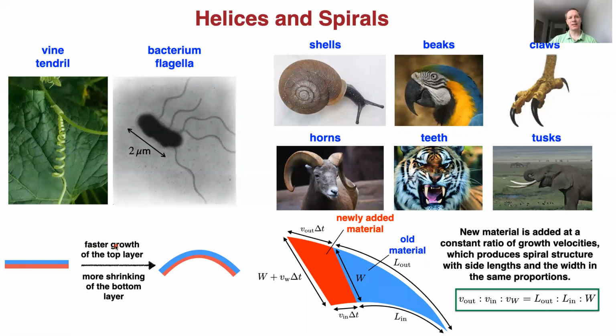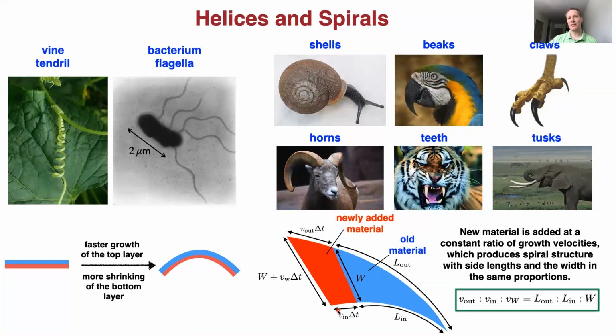If you have just a uniform growth of one layer with respect to the other, then typically you're going to get a constant curvature. And if the beam is very long, it's going to form a helix. If you want to get a spiral, it's not enough just to have differential growth between the two sides, but the width also has to grow. If you grow the two sides and the width with constant velocity, then in time delta t, you're adding material v_out times delta t here, v_in times delta t here, and v_w times delta t here.